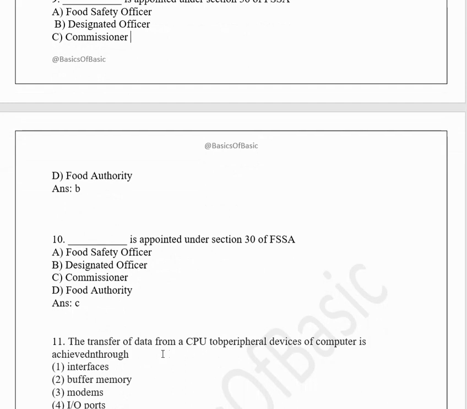The transfer of data from a CPU to peripheral devices of a computer is achieved through. Okay, there is some typing mistake. Please follow my words. The transfer of data from a CPU to peripheral devices of a computer is achieved through which of the following: interfaces, buffer memory, modems, and input-output port. So the data from the CPU to the peripheral devices of a computer must be through the help of input output ports, right?